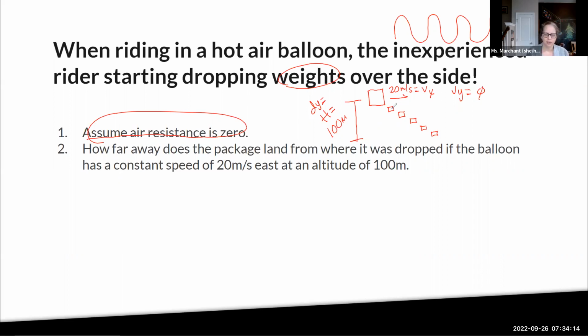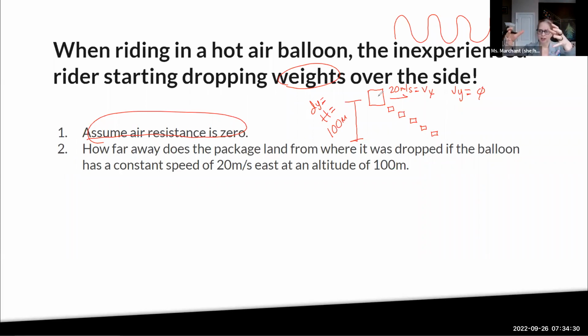But you're like, oh, but wait, these are the weights, not the balloon. But if I'm on the balloon carrying this package and I let go of the package, we were all going at 20 meters per second before I let go because he was part of the balloon. Okay? So think about it this way.